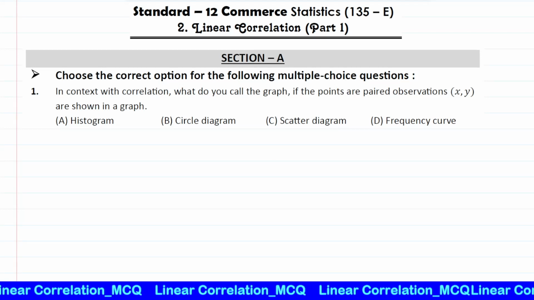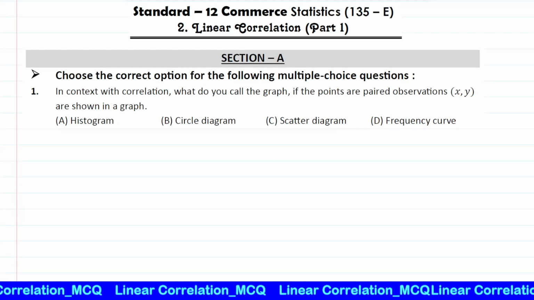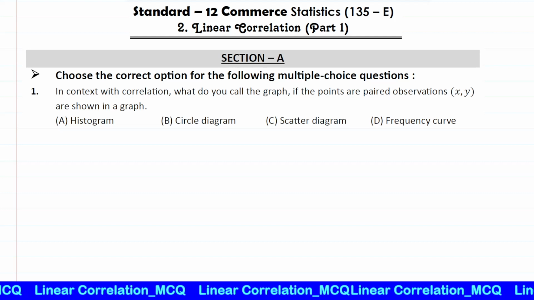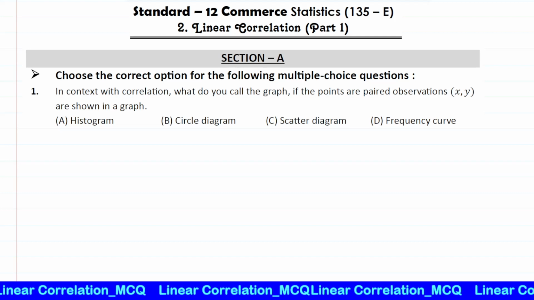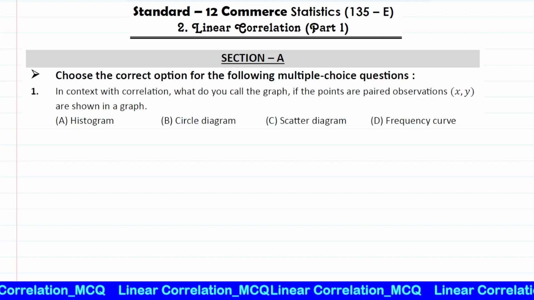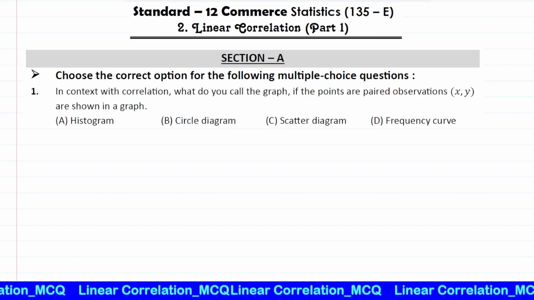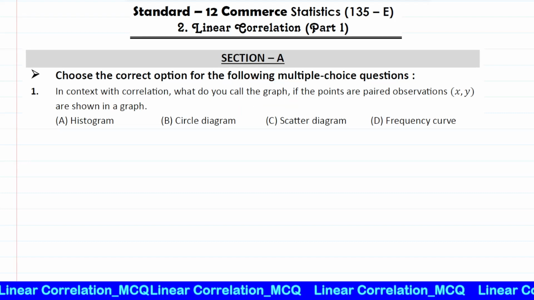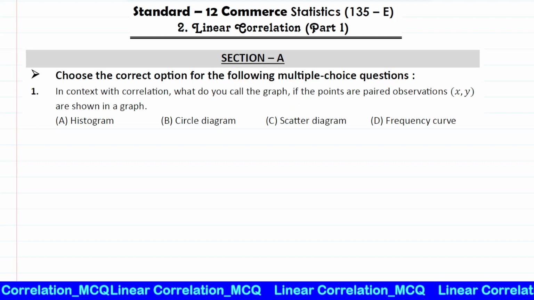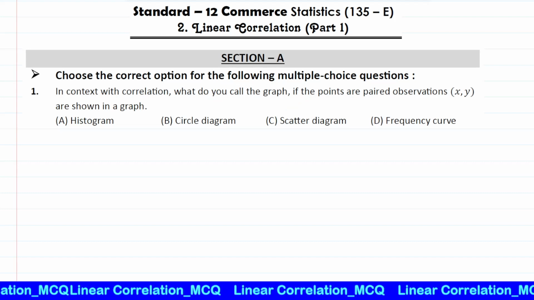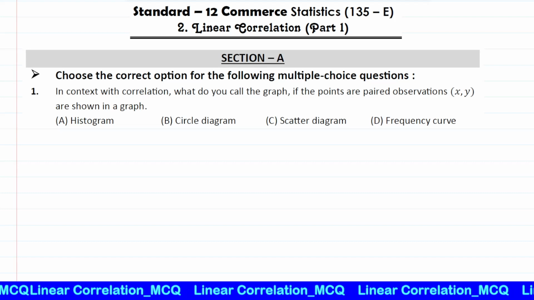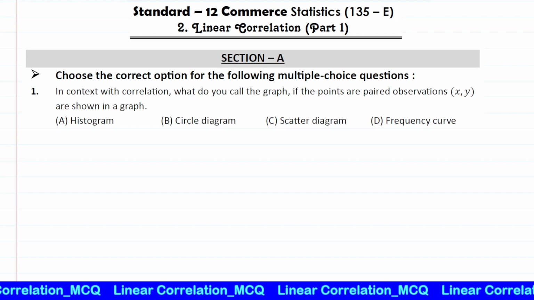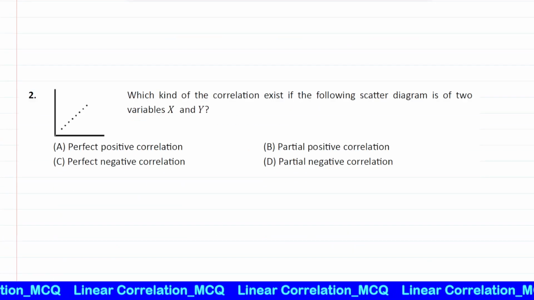Section A, choose the correct option for the following multiple choice questions. First question is given by, in context with correlation, what do you call the graph if the points of paired observations x, y are shown in a graph? Histogram, circular diagram, scatter diagram, and frequency curve. Correct option is scatter diagram.